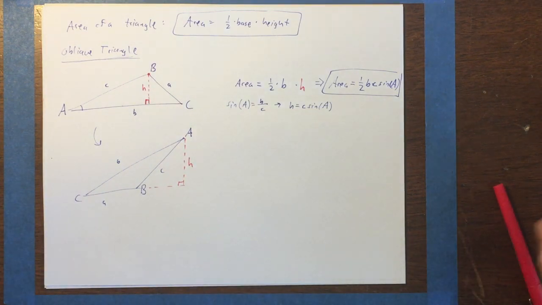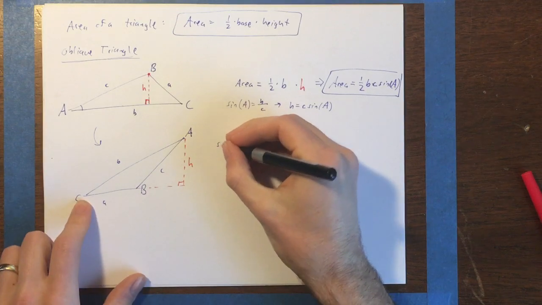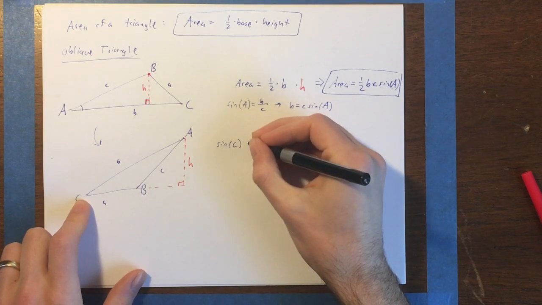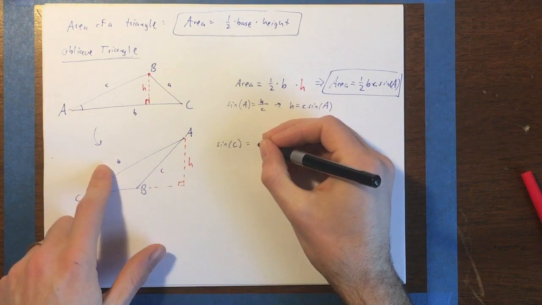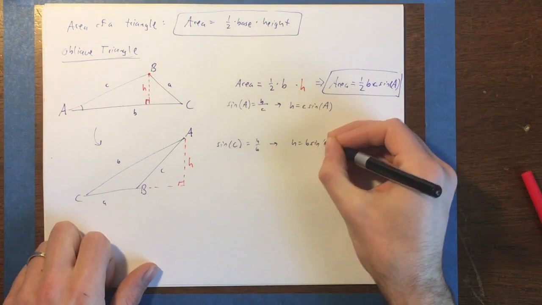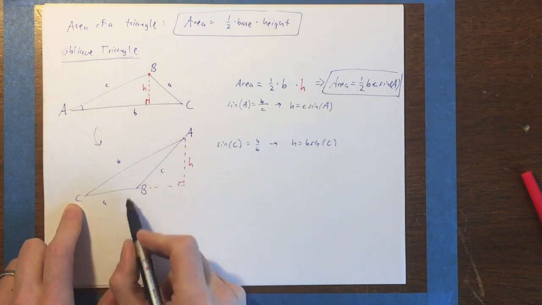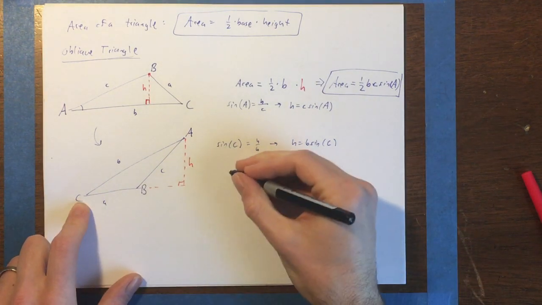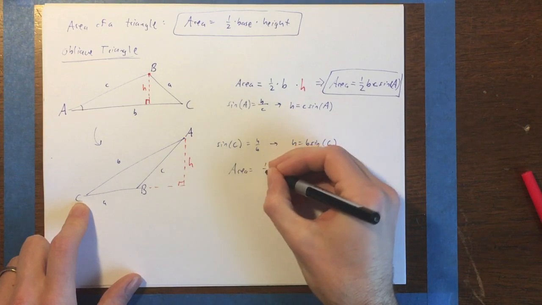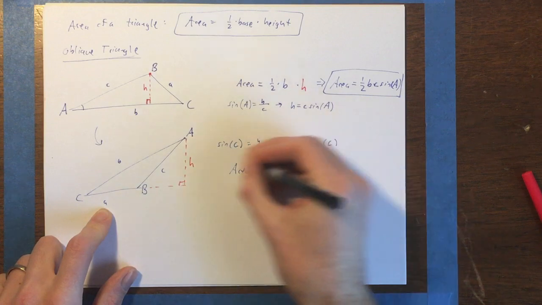So looking at it from this perspective, things are a little bit different. In this case, you might want to do sine of C equals H over B. So in this case, H would be B times sine of C. And then we would be doing 1/2 base times height. And our base is now side A. So area is going to be 1/2 times A B sine of C.